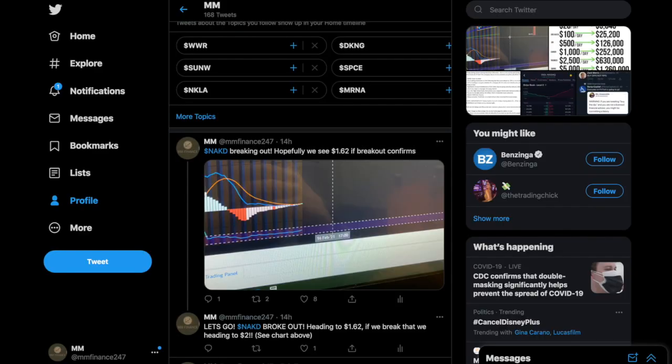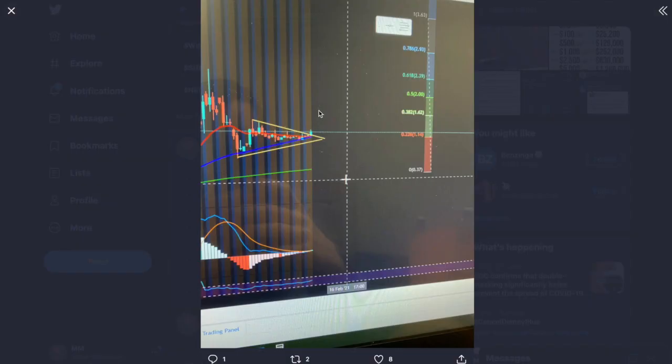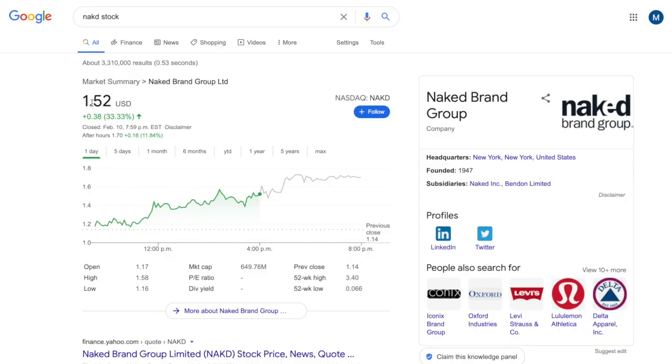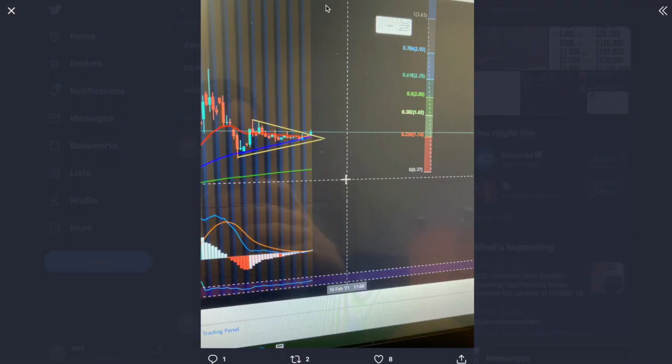Now, what I wanted to mention is I've tweeted this out. On Naked, I literally said, boom, we're breaking out. If we break out, we're going to go ahead and hit that 162 level, and after that 162 level, we could go ahead and see that $2 level. And what happened with Naked? It broke out at 152. We passed that 160 level. We're at 170 right now. As you can see, we passed this 162. We're at the 170 now after hours. We just got to maintain it, and we can see that $2 level and even $2.36 level.